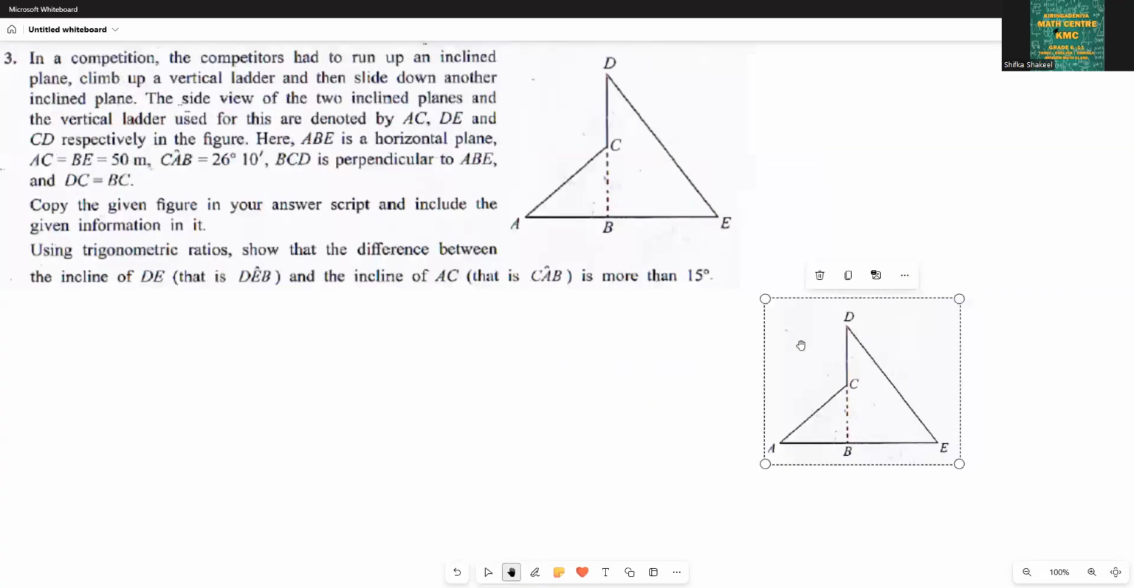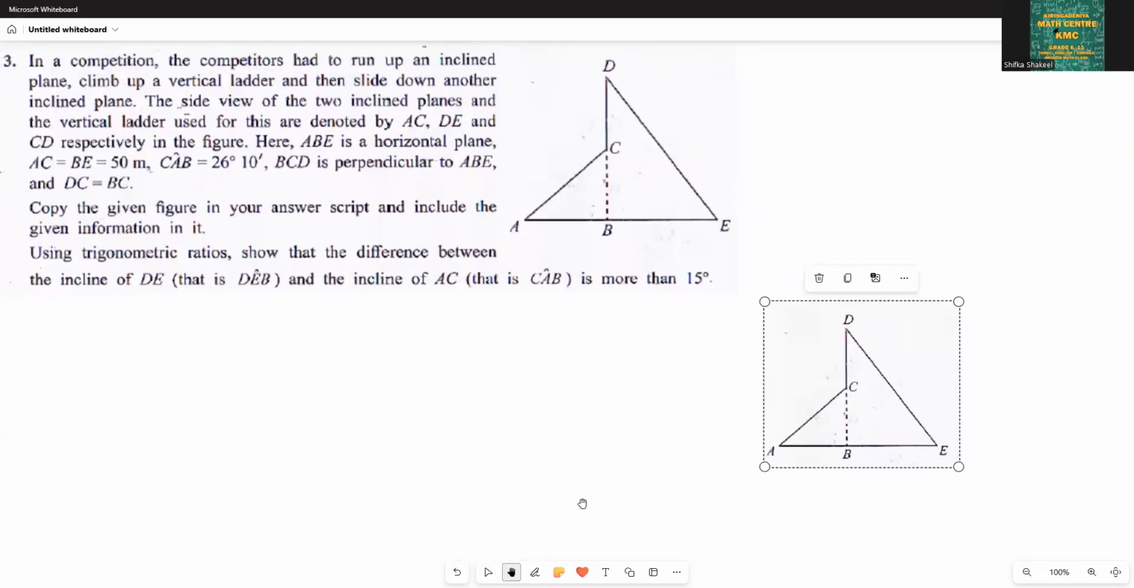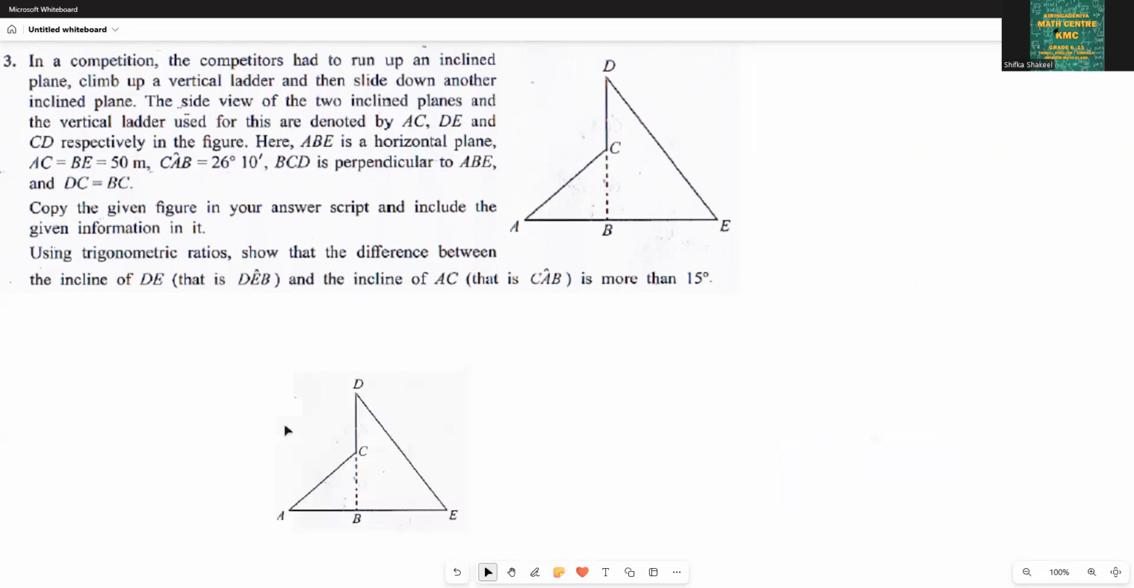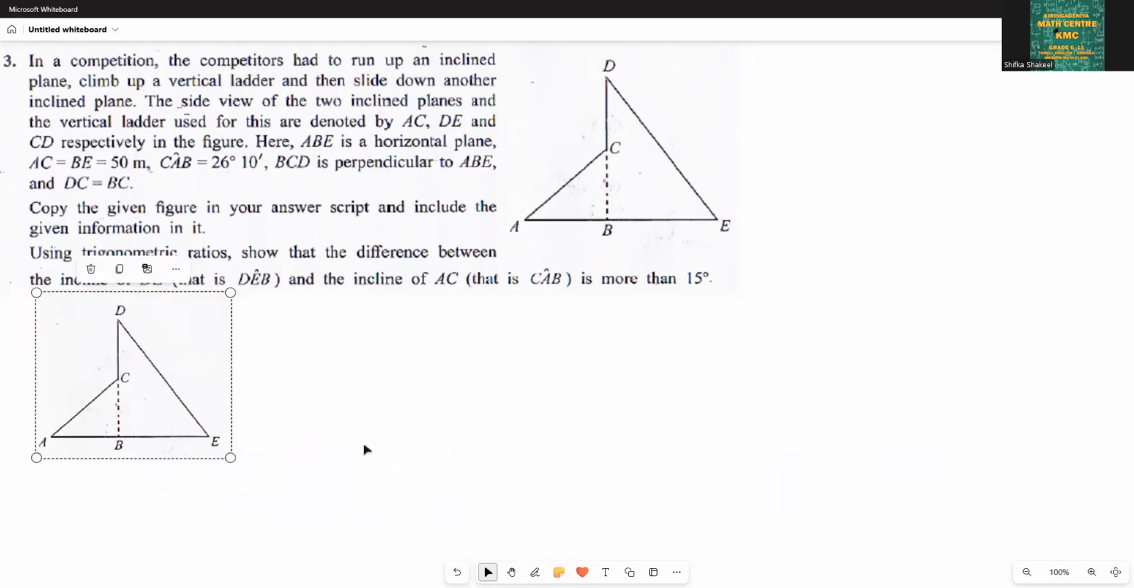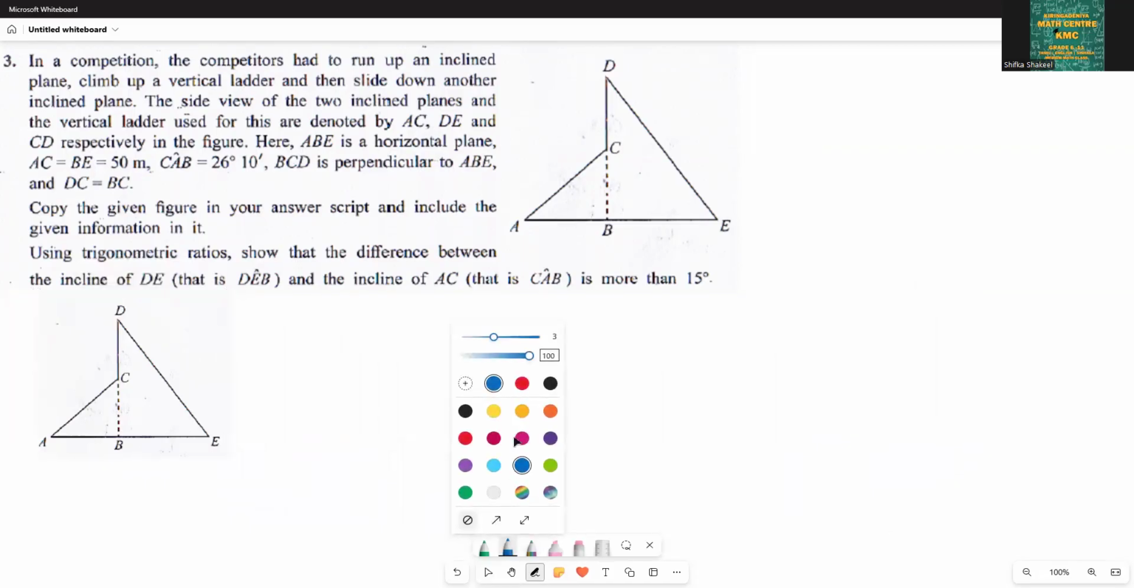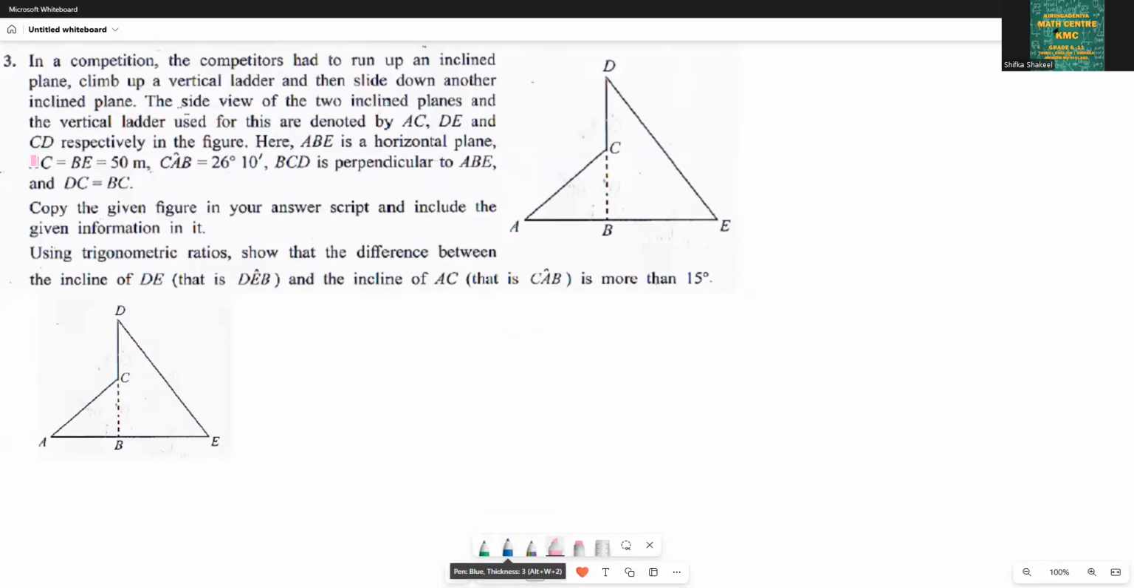So I have copied the diagram. You can redraw the diagram for your purpose. I have just copied and pasted to make it easy. So you can draw it. Here we will mark the information given. According to that, we will highlight the information. These are the information provided. So the highlighted parts are the information, and we can mark the information in the diagram.